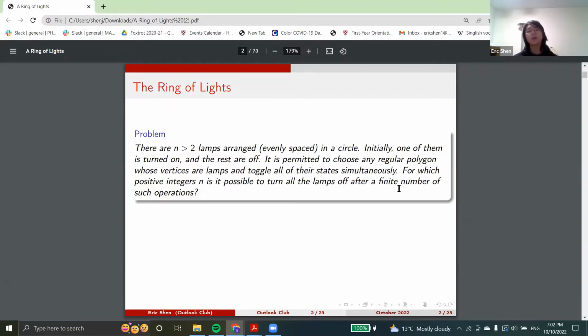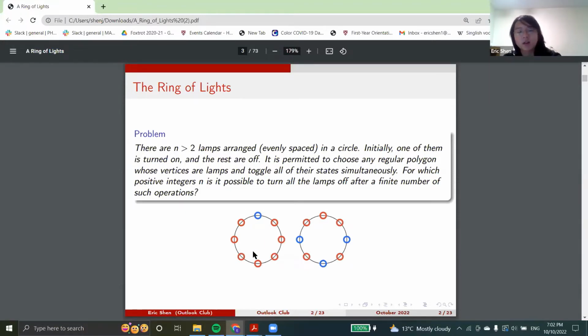We have n lamps arranged evenly spaced in a circle, where n is greater than 2. For example, when n equals 8, we can have this little octagon here. Initially, one of them is turned on and the rest are off. Here, blue means on and red means off. What we can do at any point in time is choose any regular polygon whose vertices are lamps and toggle all of their states simultaneously.